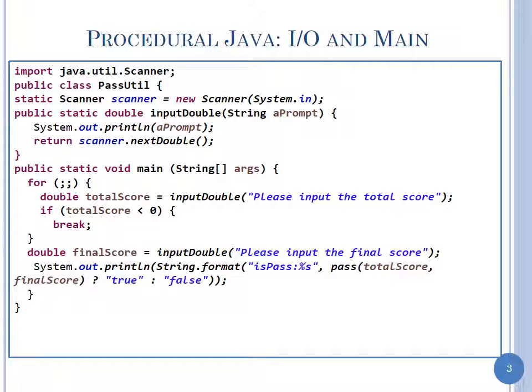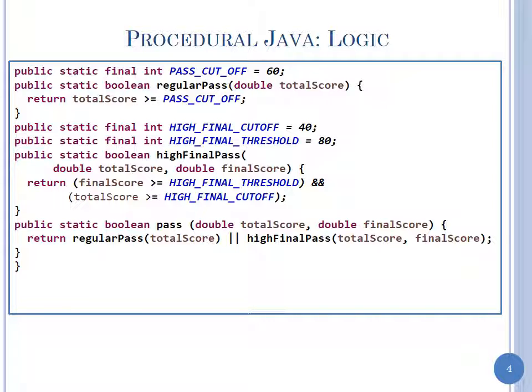So I have the IO and main. Okay, and I'm just inputting a little differently. I'm outputting a little differently, but otherwise things are the same. Okay, and here's my logic. Okay, and the question is, let me leave you with that question. Given this problem, how could I make better use of Java?